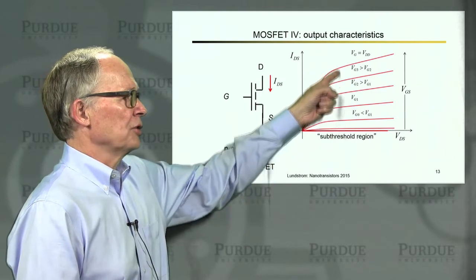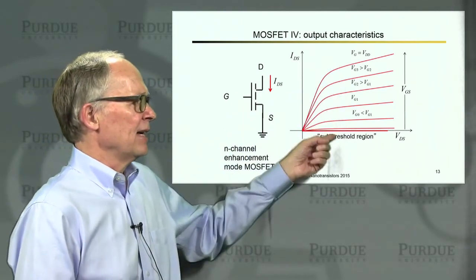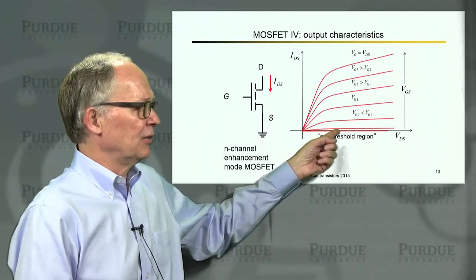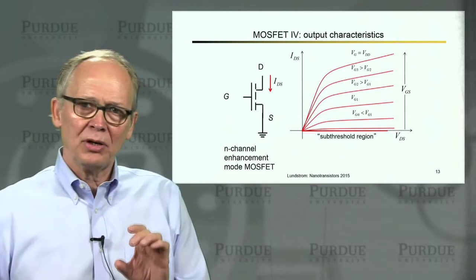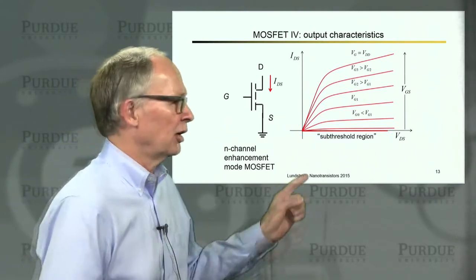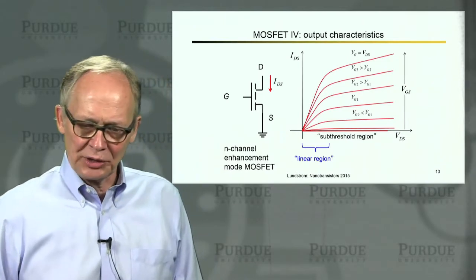If I apply a larger voltage to the gate, I get more current. And it looks something like this. If I apply no voltage to the gate, or a very small voltage, I'll have essentially no current. It'll be so small, it'll be a leakage current that it's hard to see on a linear scale like this. We call that the sub-threshold region.